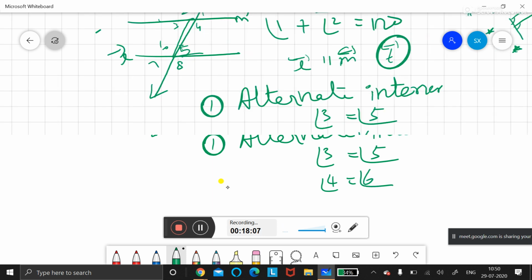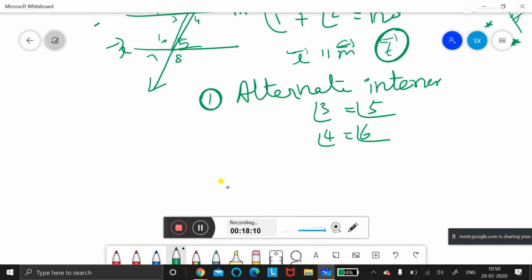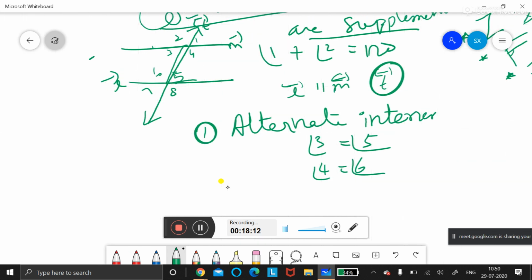The corresponding angles. Which two are corresponding, F shape? 2 and 6, 3 and 7. Super. 4 and 8? Good, very good. Sai, Sabrish and Karan answered that. Very good. So the second point is corresponding angles are equal.